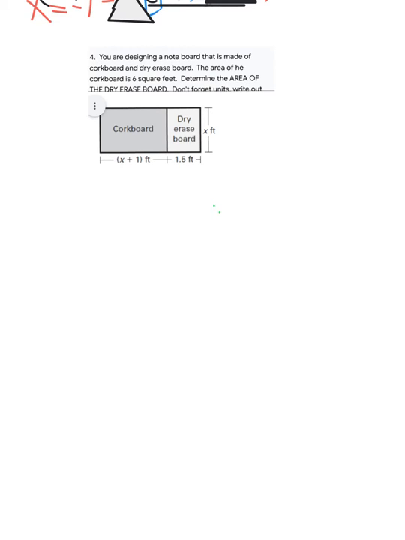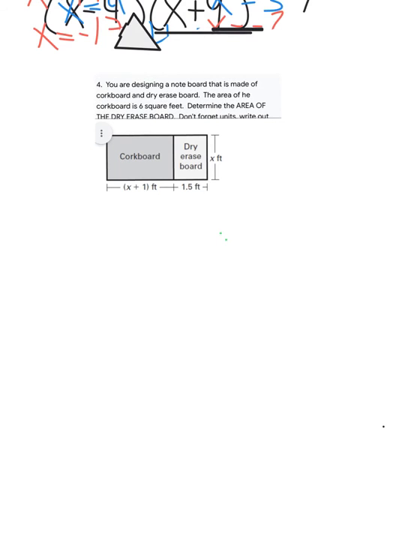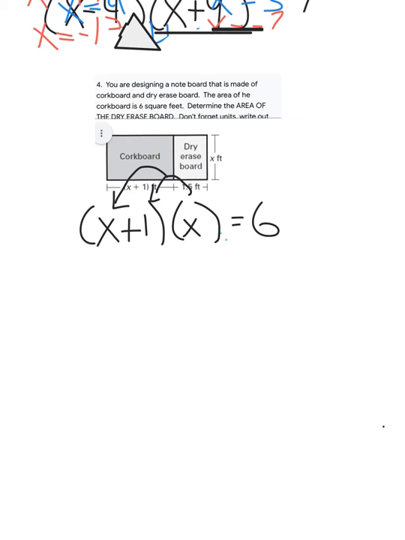Now it's going to tell us that the area of the corkboard is 6 square feet. I know to find the area of a rectangle, which is the shape the corkboard is in, I have to do length times width. So if I take my length, which is represented by the expression x plus 1, and I multiply it by the width, which is represented by x, I know the area is going to equal 6. Now in order to solve, I can distribute this x term to each term inside the parentheses. X times x would be x squared. 1 times x would be x equals 6.